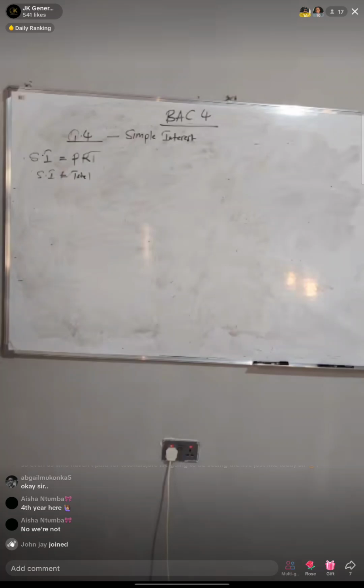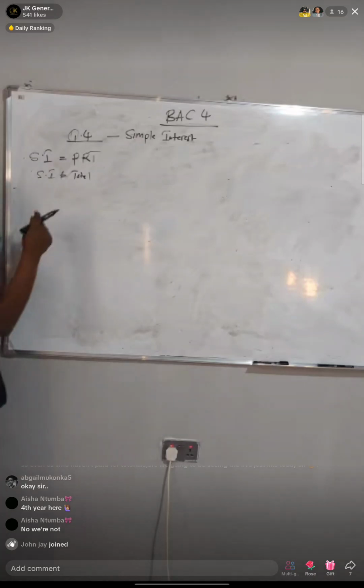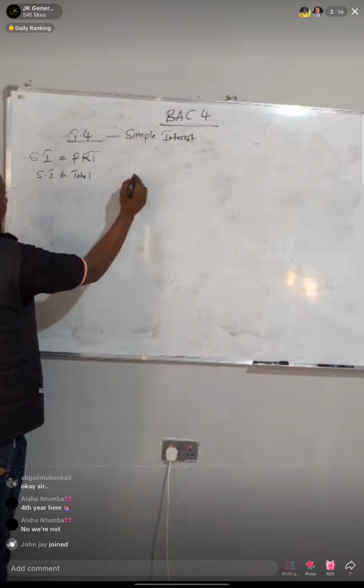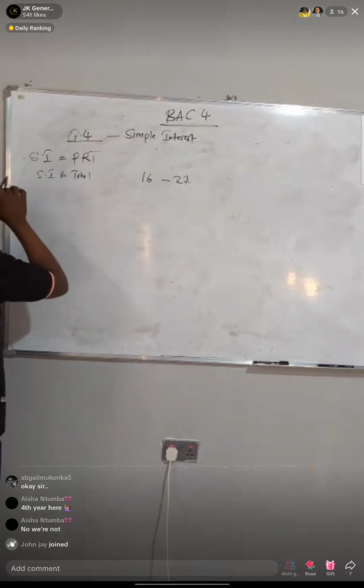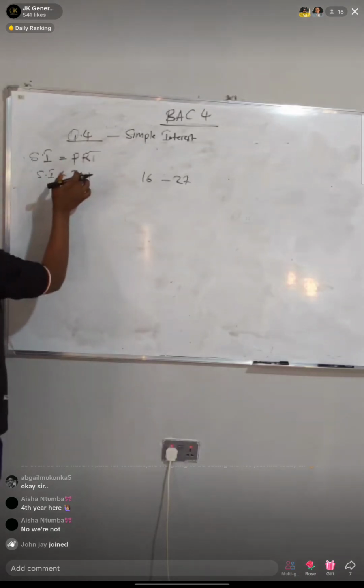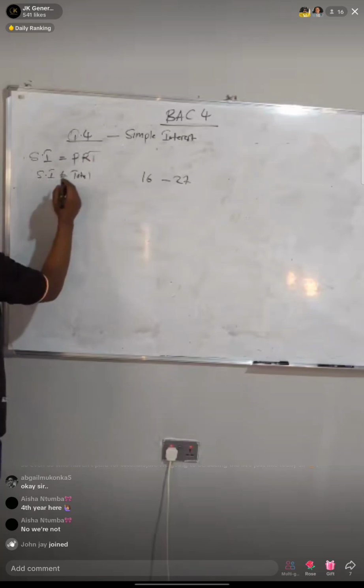I hope I'm not obstructing anyone and you guys can see. So let SI be equal to the total amount of the 27. And then in the formula there, we're saying another amount is 16 going to be 27. So in this formula here, it means they added something. There's something which they added to the principal amount.